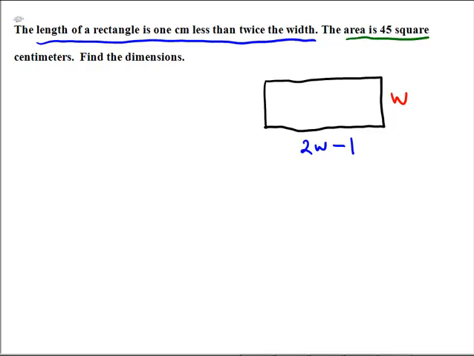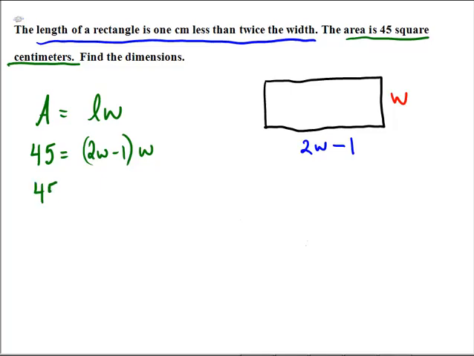It also says that the area is 45 square centimeters. So of course we know that the area of a rectangle is in general length times width. So in our problem, our area is 45, our length is 2w minus 1, and our width is w. So now we're in a situation that we have a quadratic equation that we can use to solve for the width. So distributing on the right yields 2w squared minus w.